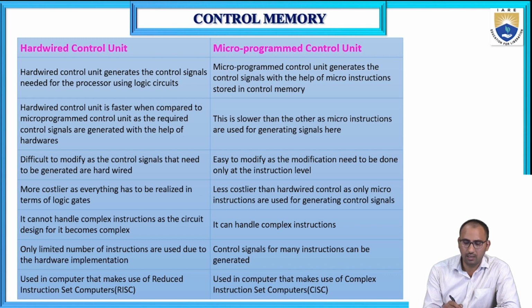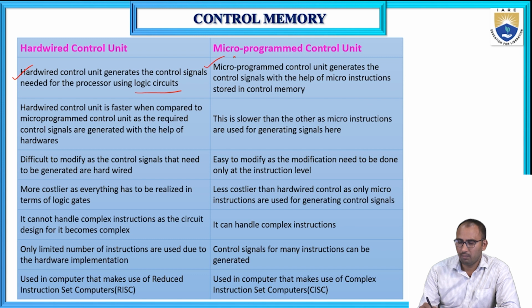The first one: the hardware control unit generates the control signals using digital logic circuits. As we have already seen, it generates the timing and control signals with the help of logic gates, encoders, decoders, multiplexers, demultiplexers, and finite state machines. These are all the different hardware we are using, so it requires more hardware.